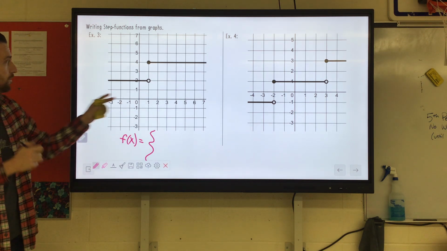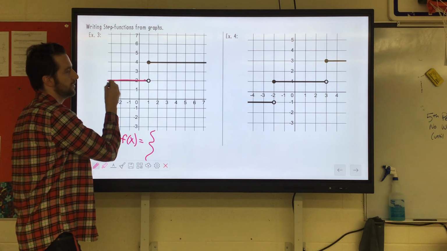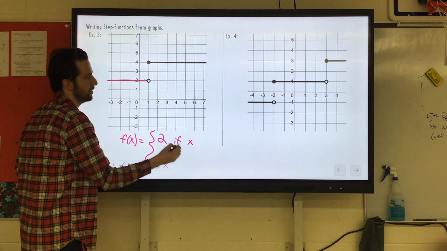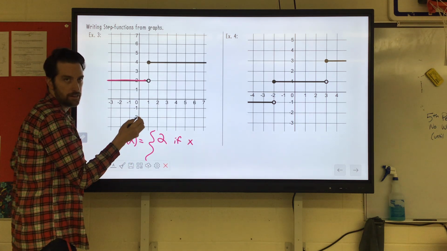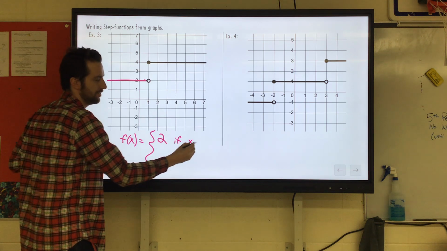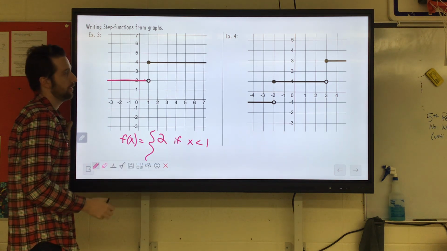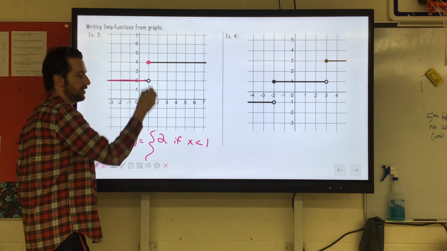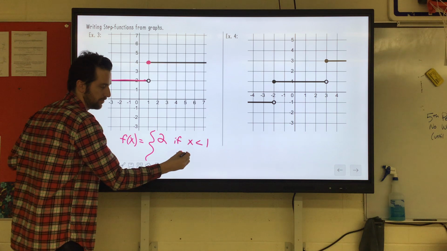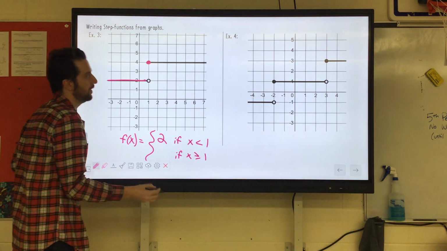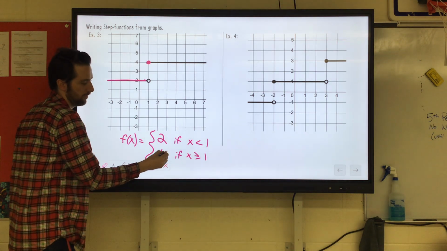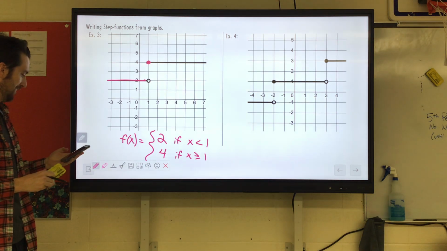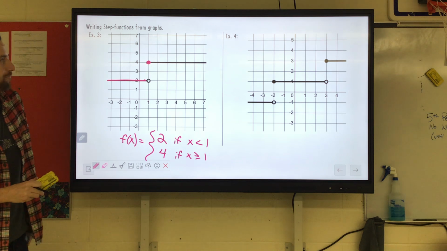So if you look at 1, this line here, it's at 2, but that's if x is, and it's got an open dot, so that would just be less than 1. Now, once it becomes greater than or equal to 1, because it has a solid dot, if x is greater than or equal to 1, then it jumps all the way up to 4. Look at that. We just wrote ourselves a step function. How cute is that?